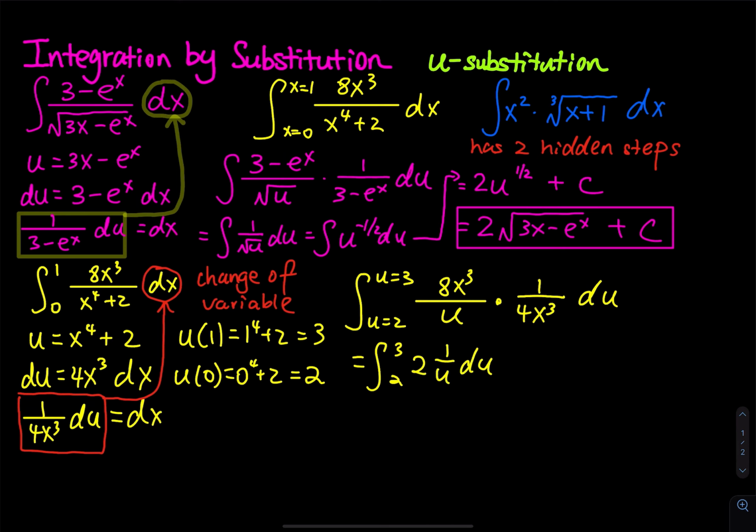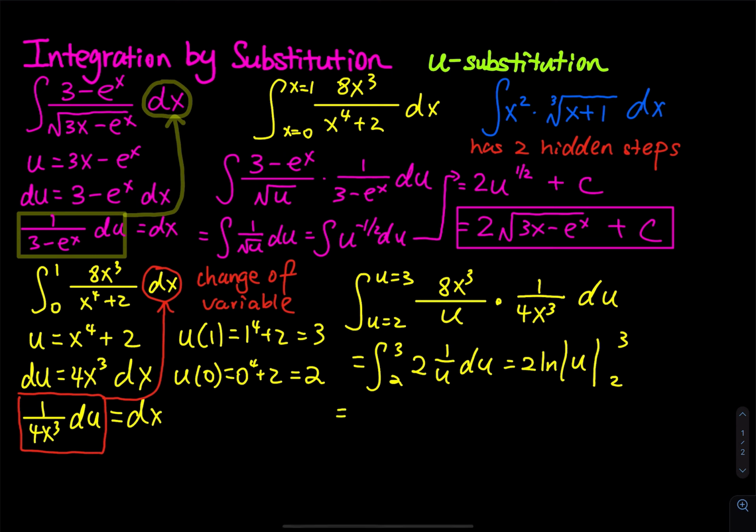So 1 over u, the integral of that is ln absolute value, right? So this is 2 ln absolute value of u. u goes from 2 to 3. And then do we still have to go back to x? The answer is no. In a definite integral, you do not have to go back to x anymore. Just plug in the 3, plug in the 2, use the FTC, fundamental theorem of calculus, and then you are done.